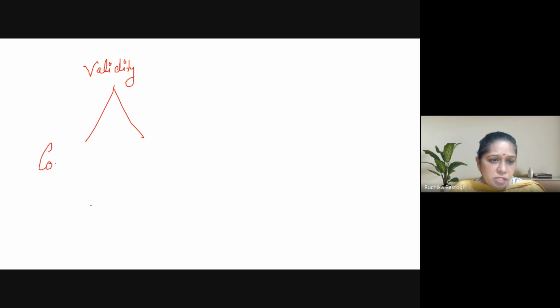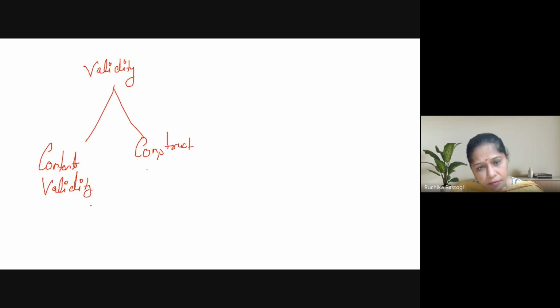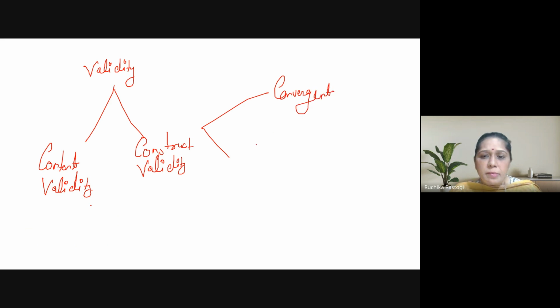Now, the next thing is validity. Validity is of 2 types. First one is content validity, and the second one is construct validity. Construct validity is again of two types: convergent validity and discriminant validity.